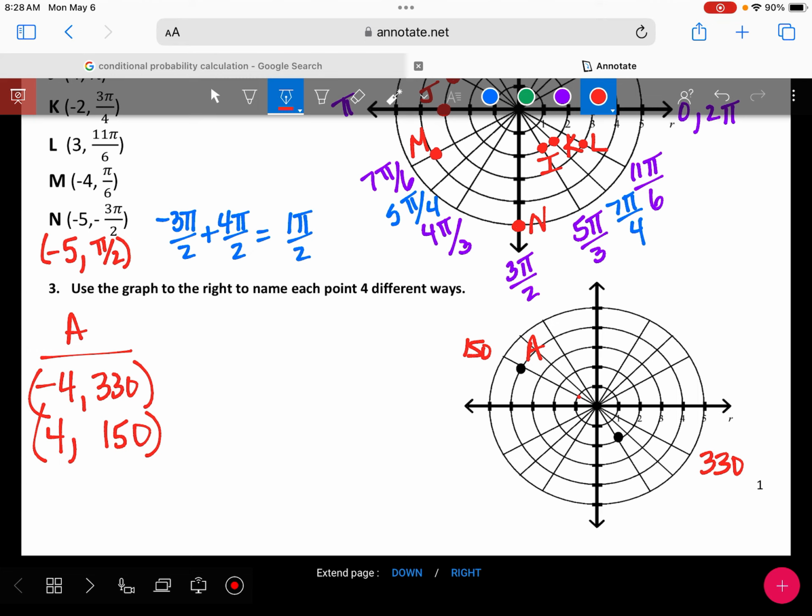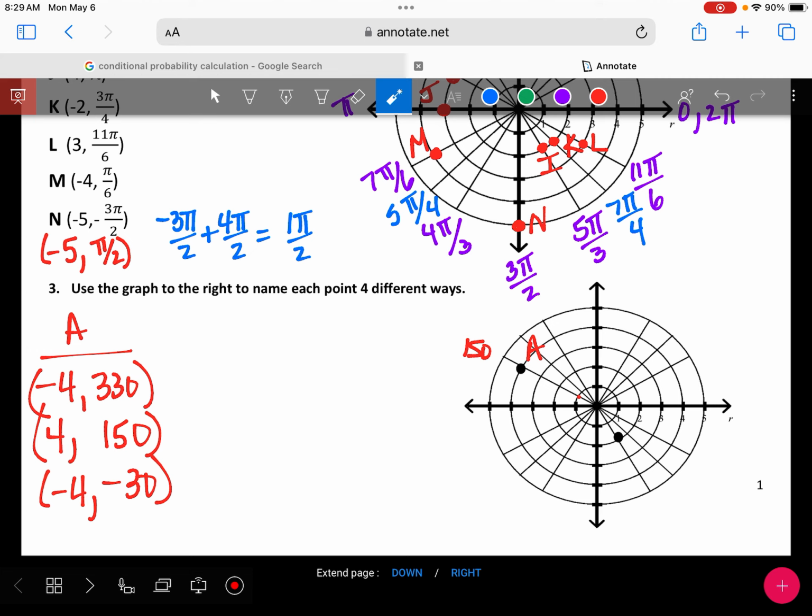Any other way? Somebody different. Georgia? -4 and -30. So let's see. -30 would be here. And then you would count up. So, yep, that would work. All right, one more way. Okay, so we got a negative and a positive. We got a positive and a positive. We got two negatives. We're missing a positive radius and a negative angle. Anybody have a positive radius and a negative angle?